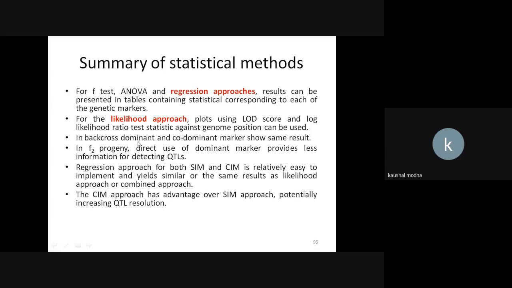In backcross, dominant and codominant markers will perform equally. In F2 progeny, you can utilize dominant markers, but the information you will get is less reliable as compared to codominant markers. The regression approach for simple interval mapping and composite interval mapping is easy to implement, and it gives the same result as the likelihood approach. Generally, in most papers you will see both approaches utilized: the likelihood approach to find the significant QTLs, and the regression approach to work out the marker effects in terms of percentage phenotypic variation expressed.